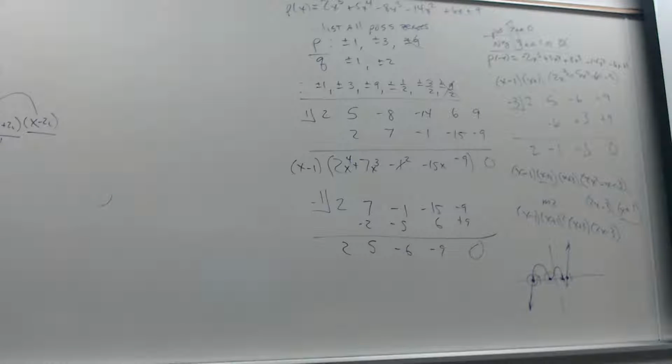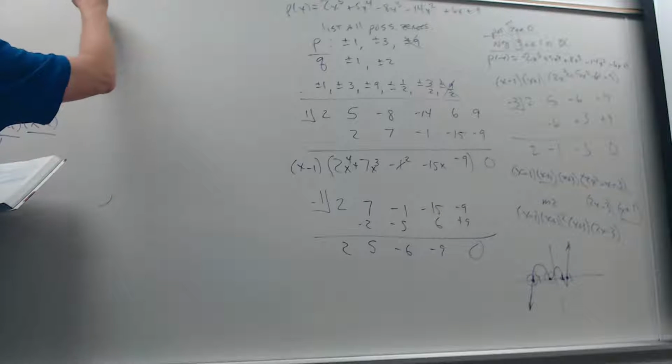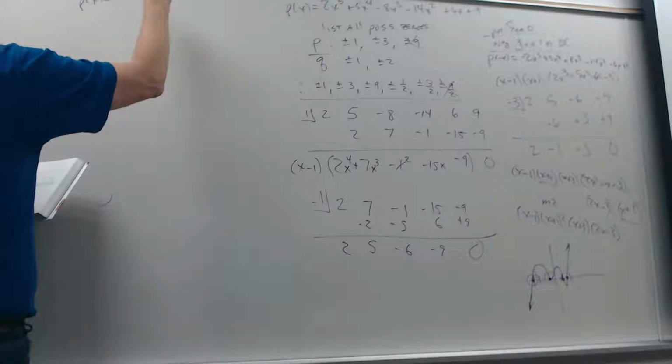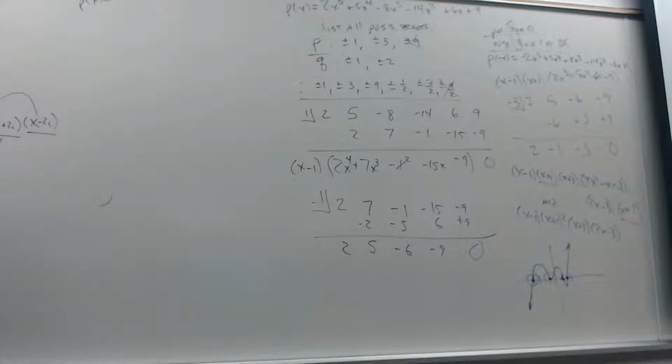Let's do one more. This one's not too bad, I think. P of x equals x cubed minus 2x plus 4. And I want you to find all the zeros. x cubed minus 2x plus 4.